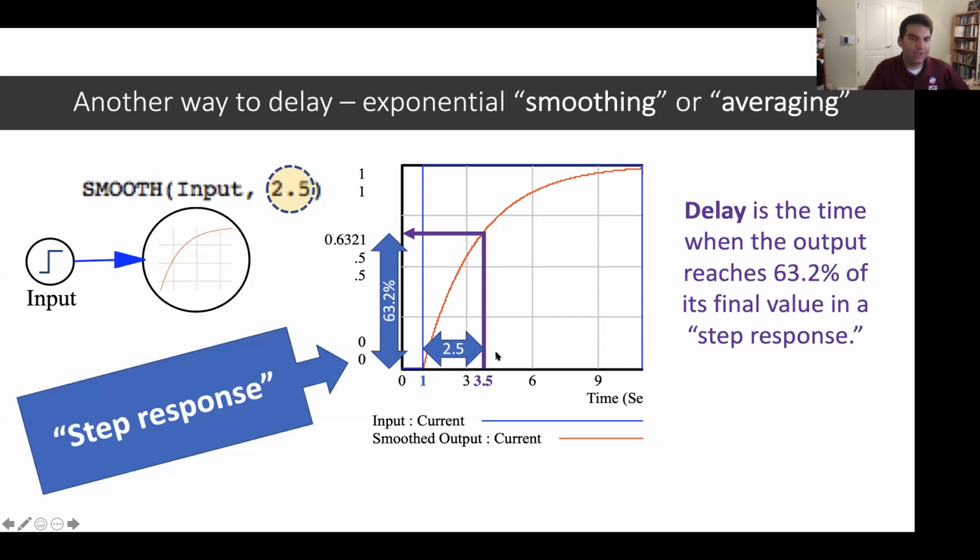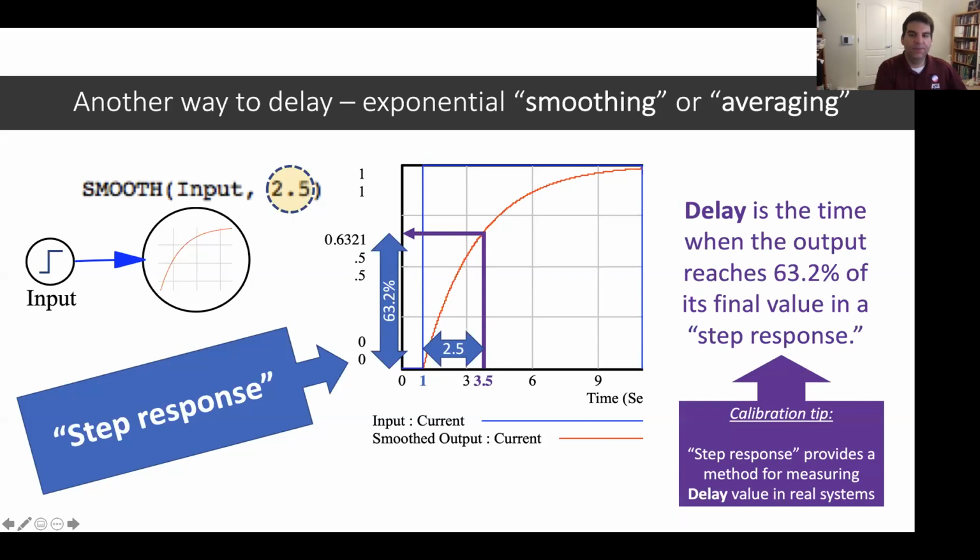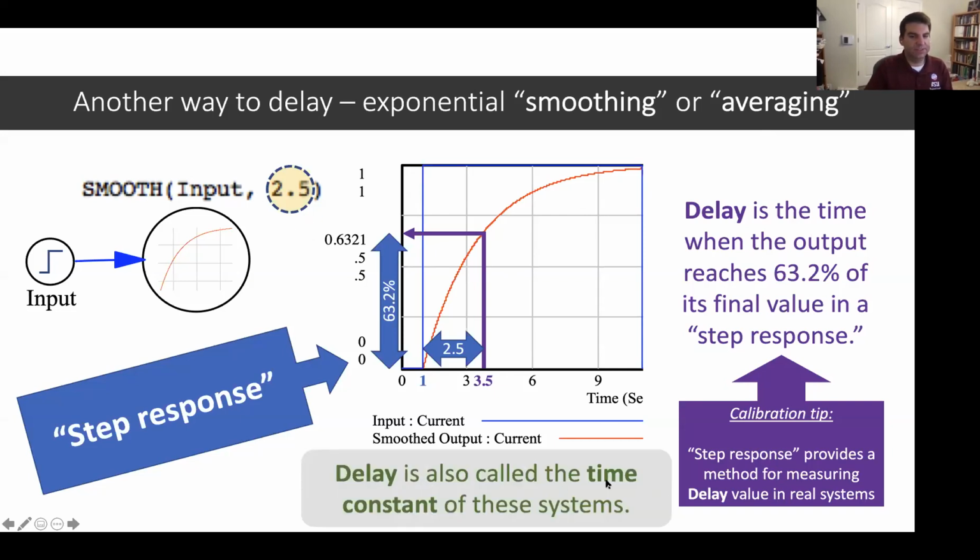And that value is the so-called time constant of a system, and that's what we use as the argument for this smoothing delay. And so this is our calibration tip for how you move from the real world into the simulation: you can find real world data that shows this step response, and then use these step responses to figure out what this delay should be. Like I said, the delay is also called the time constant of these systems.